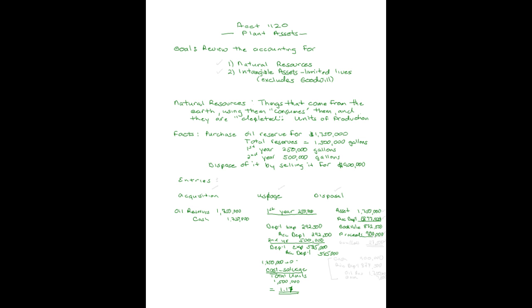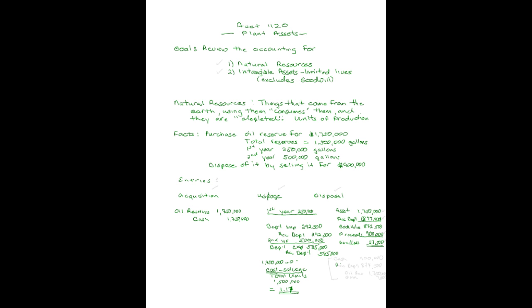This is exactly the same way we calculated gain or loss on disposal of assets when it was a plant asset. If you have $872,500 tied up in something, and then you sell it for $900,000, you have a gain in the amount of $27,500. The difference. Let's make a journal entry that reflects that.